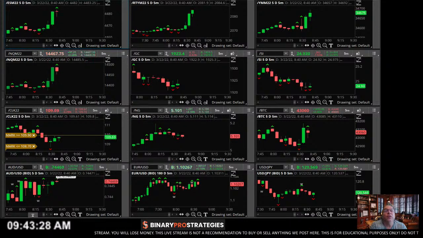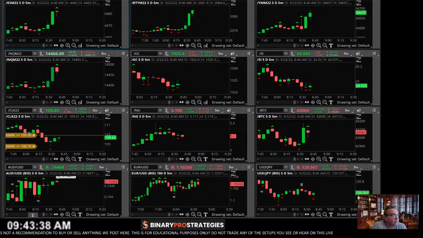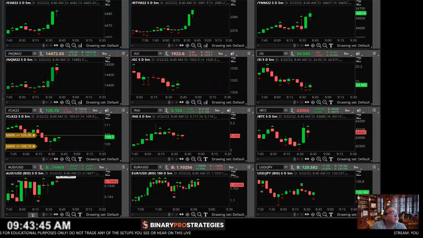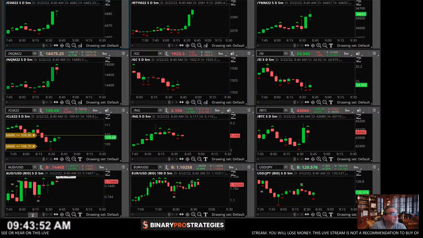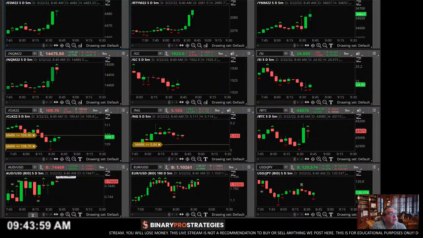Okay, actually getting a short on natural gas. Haven't had one of those in a while. Target on gas is going to bring me down to 5.04. That is going to be my target. And if I need the reverse, it's going to be 5.19.